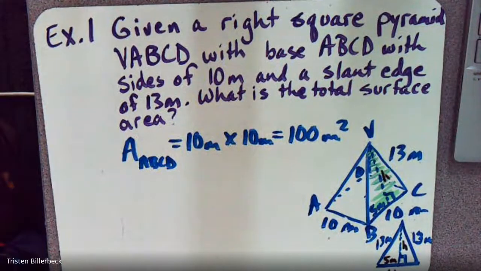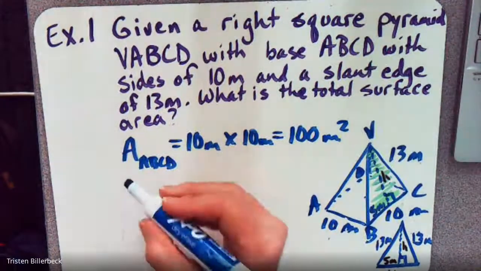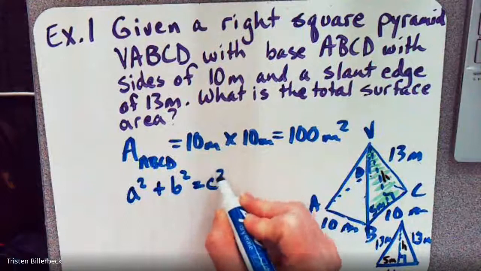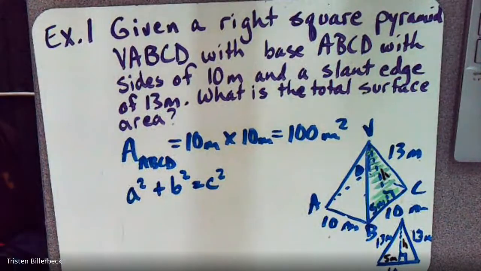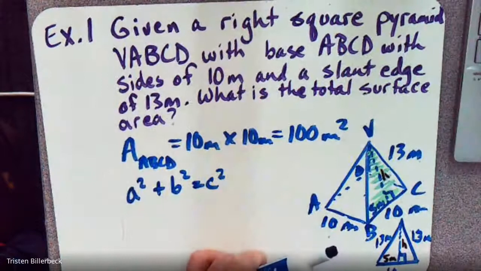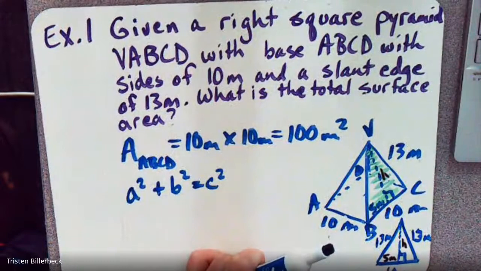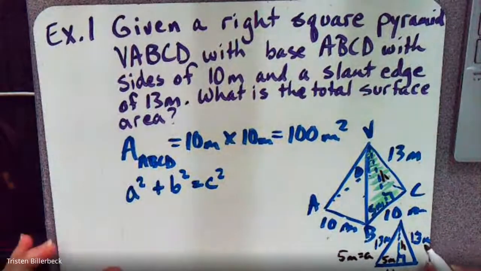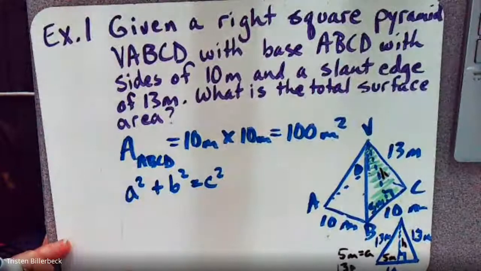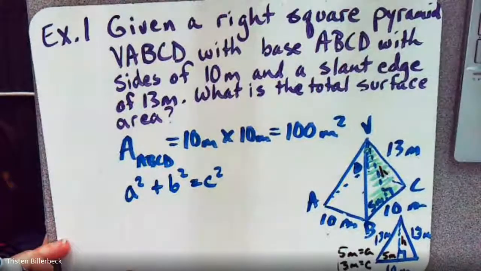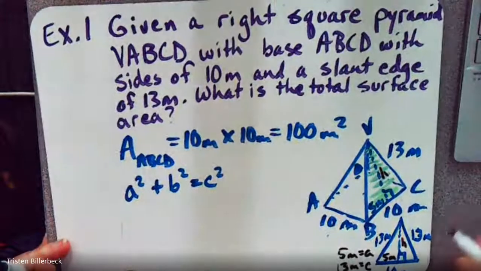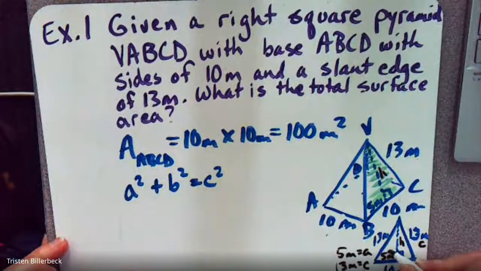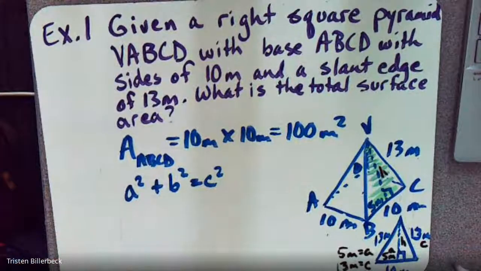So I can use the Pythagorean theorem to do so. The Pythagorean theorem is a squared plus b squared equals c squared. Okay, so let's look at what I've got. I'm going to call 5 meters A, and I'm going to call the 13 meters C, and the height is going to be B. So here's my C, my hypotenuse, my A, and the height's going to be B.